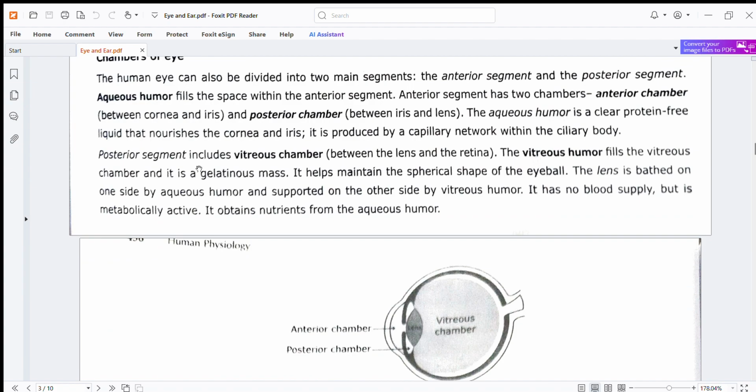The posterior segment includes the vitreous chamber between the lens and retina. Vitreous humor fills the vitreous chamber and it is a gelatinous mass. It helps maintain the spherical shape of the eyeball. The lens is bathed on one side by aqueous humor and supported on the other side by vitreous humor. It has no blood supply but is metabolically active, and it obtains nutrients from the aqueous humor.